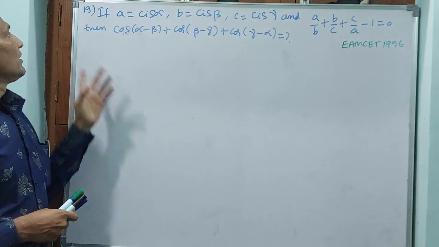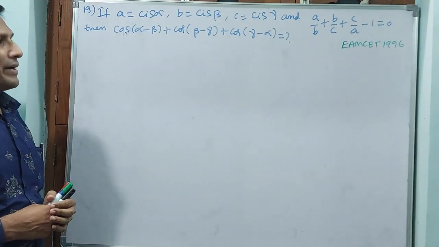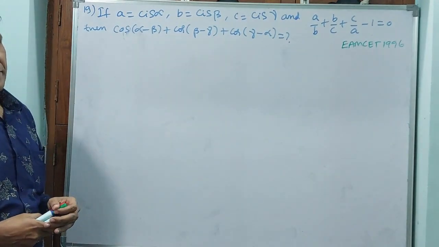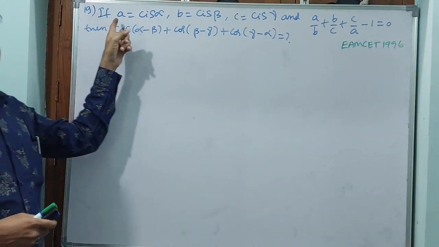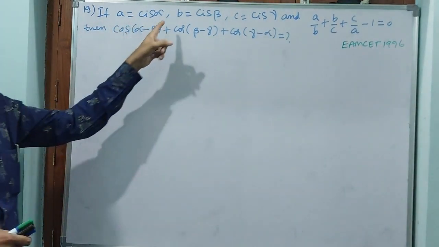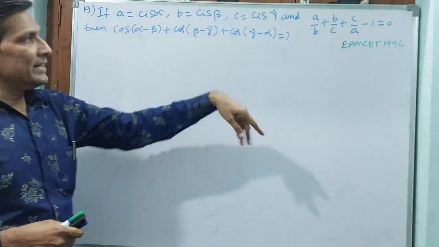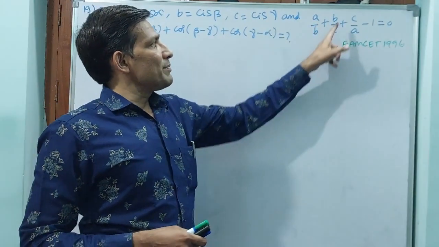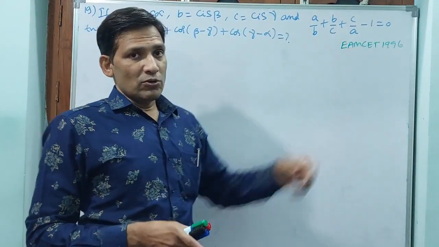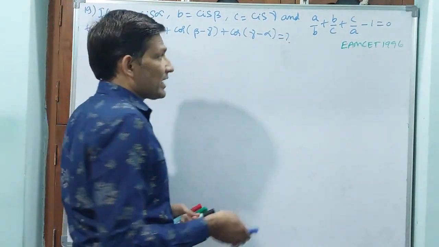Okay, see, question number 19, asked in 1996. If A is equal to CIS alpha, B is equal to CIS beta, C is equal to CIS gamma, and A by B plus B by C plus C by A minus 1 equal to 0, they are only giving. Okay, shall I write this like this?